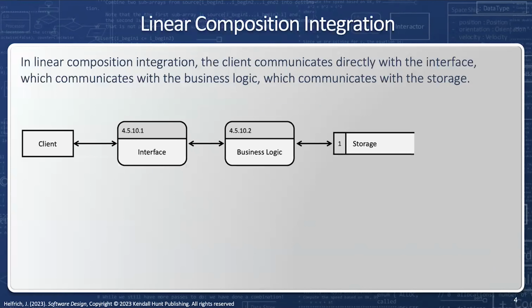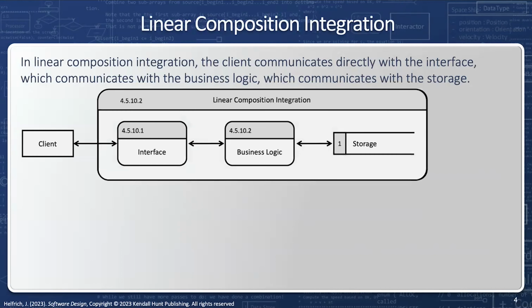Now observe, if the client wants to store data, it has to go through the interface, which makes sense. It's the public interface for the client, which then goes to the business logic, which is going to validate the data, and then gets sent to storage. Now, of course, if the client wants to request data, it has to go through all these stages again. It has to talk to the interface, which has to talk to the business logic, which is going to get the data from storage and then send it back to business logic, then send it back to interface, and then send it back to the client. And this whole thing is called the linear composition integration.